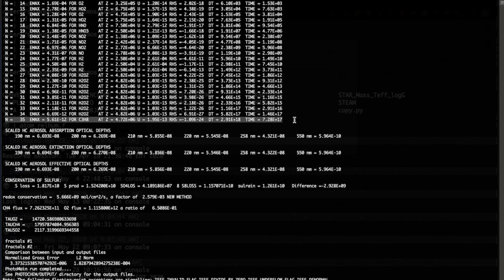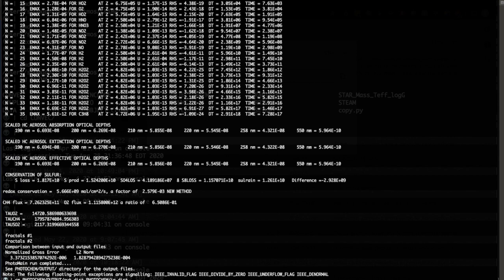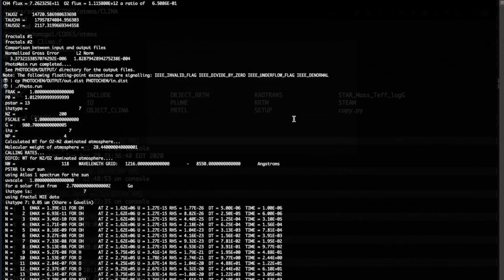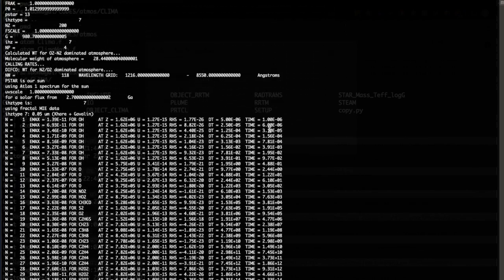And that's really, really useful because there are times you want to restart the model from the place you ended it last time. And the way you do that is, again, you just copy out.dist from the photochem output folder, the folder I was in before, into photochem in.dist. And then you run the code. And then that's how you run the model.